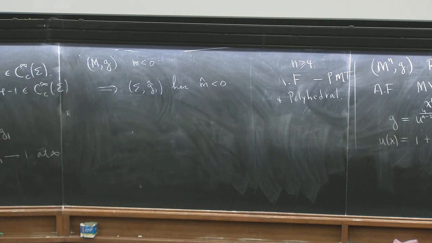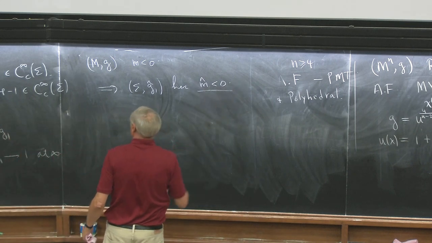And so it's an inductive argument. So if I start with negative mass, I can produce this strongly stable hypersurface. It's a very special one. And it again has a metric with zero scalar curvature and negative mass. And then I can slice down to three dimensions. So that's how the argument goes. And let me just explain this m hat being negative.